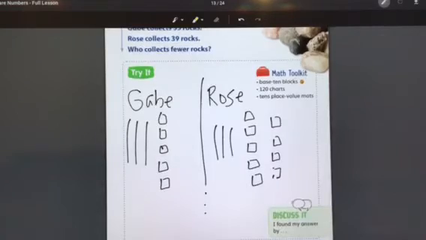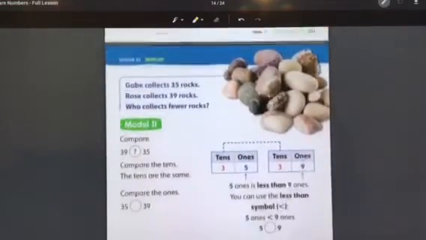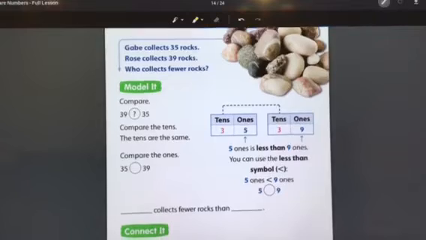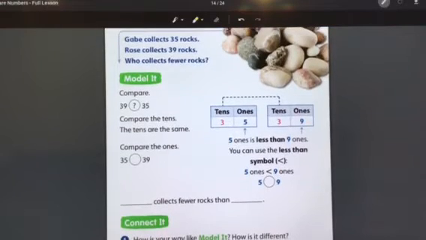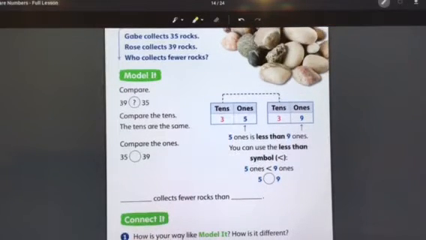Just like yesterday, on the other side of this, it's going to be the same problem, and then they're going to ask us to compare how we did it to how the model did it. So here's the same problem again. Gabe collects 35 rocks. Rose collects 39 rocks. Who collects fewer rocks? We're going to compare.